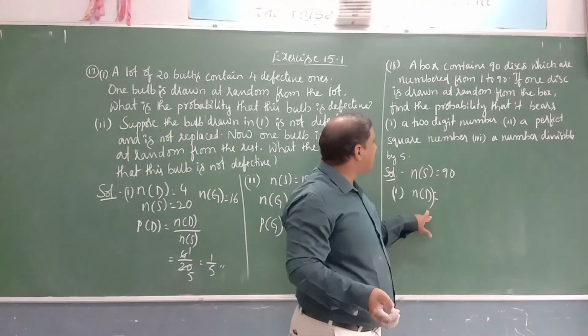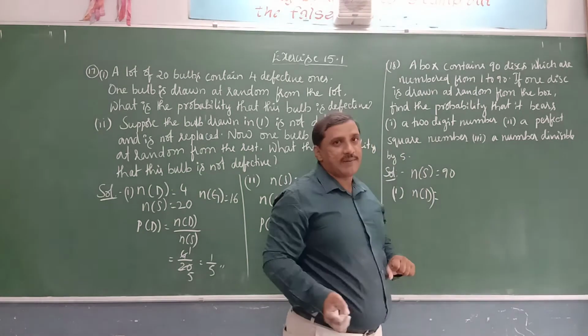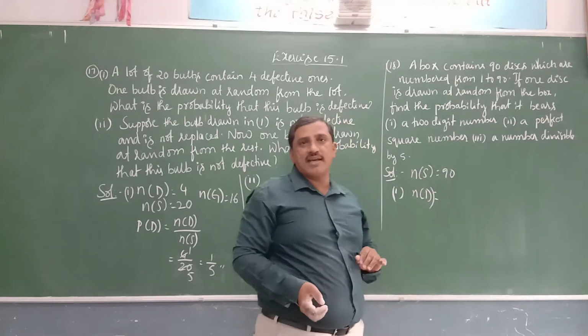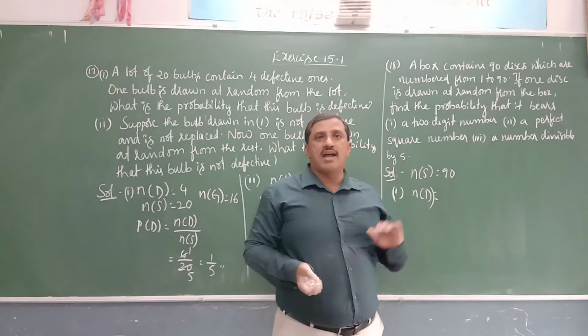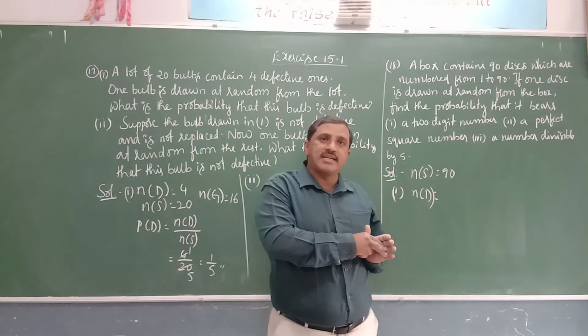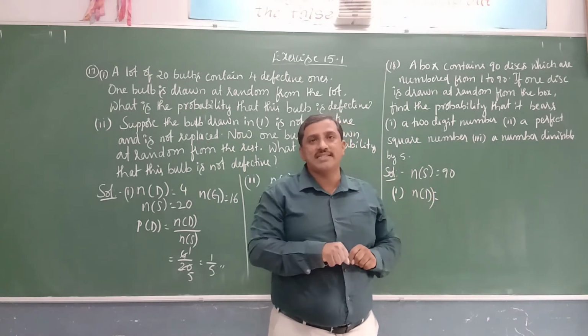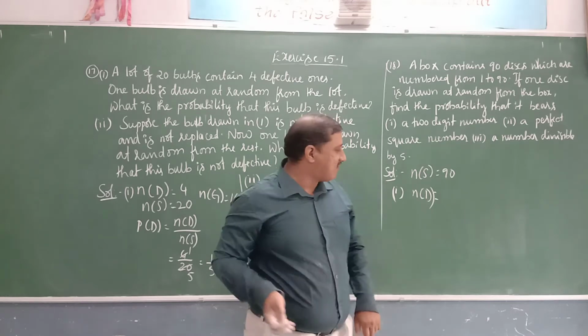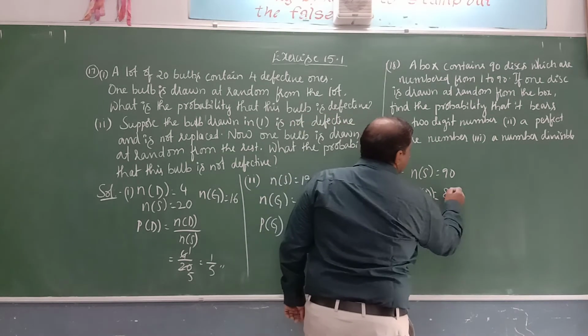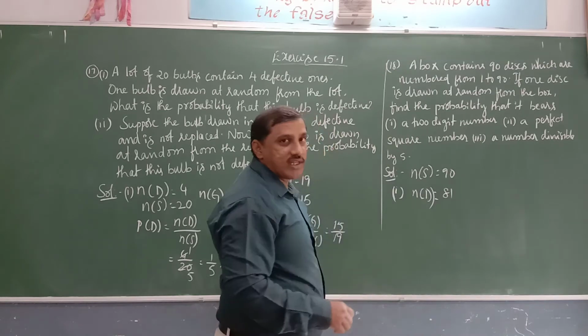So how many 2-digit numbers are there from 1 to 90? From 1 to 90, how many numbers are there? 90 numbers are there. And from 1 to 9 there are 1-digit numbers, so 2-digit numbers start from 10. Therefore 90 minus 9 is equal to 81. So 81 2-digit numbers are there.